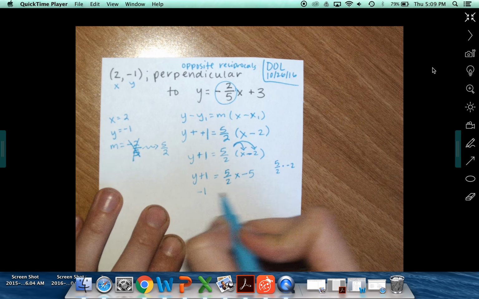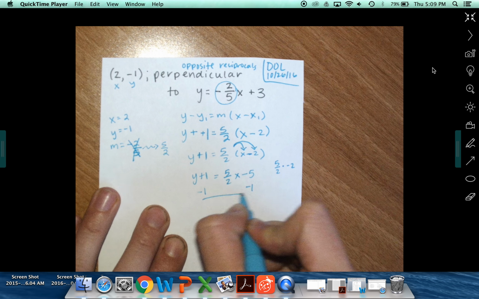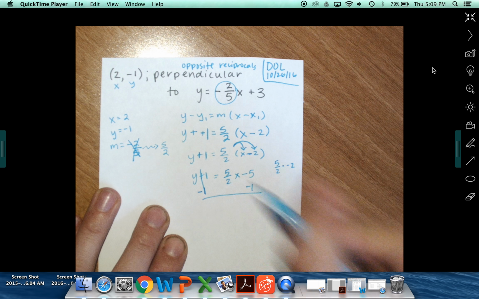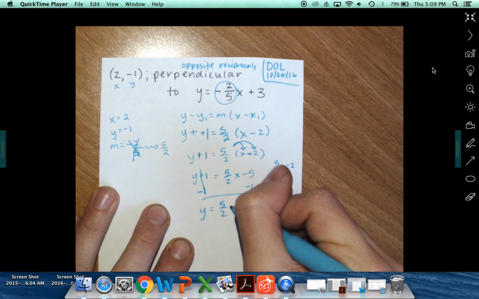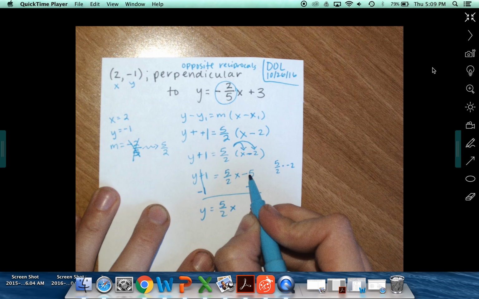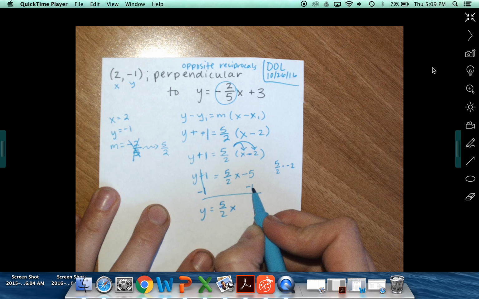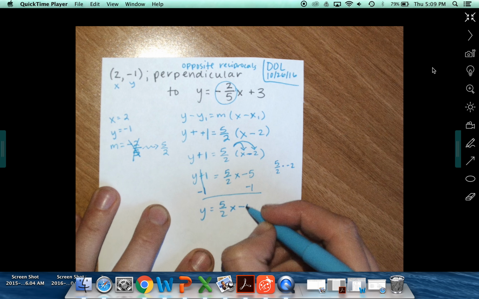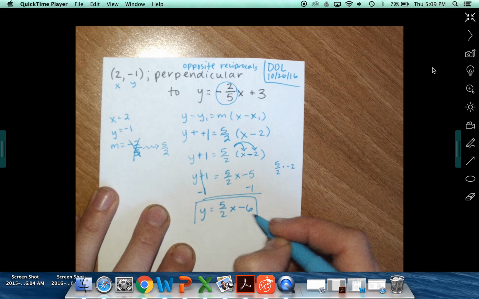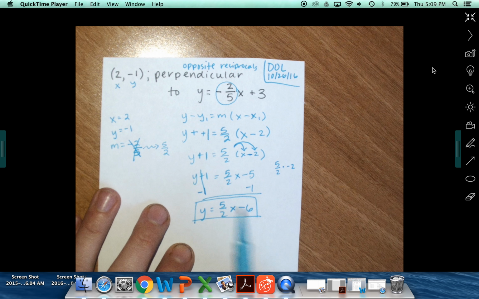Now I need to move this 1 over by subtracting it so that those cancel. So I'm left with y equals 5/2 x, then -5 minus 1. We've got a -5, take away another 1, that is -6. So y = 5/2 x minus 6.